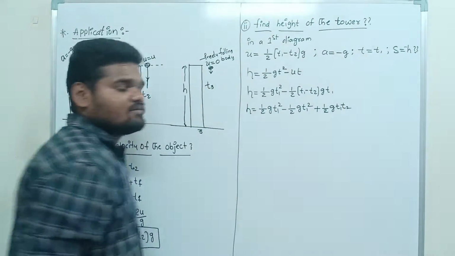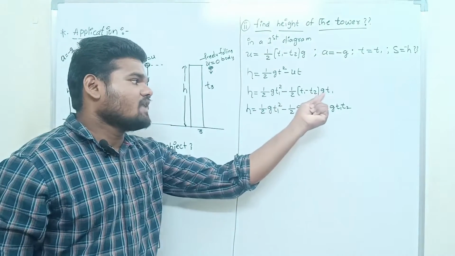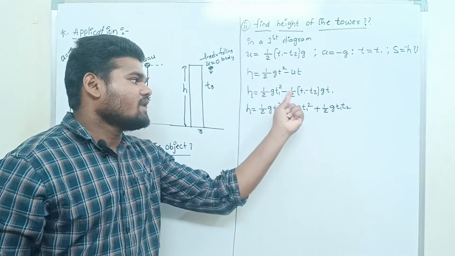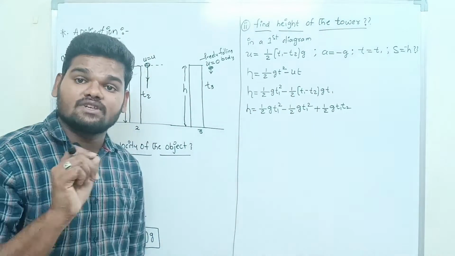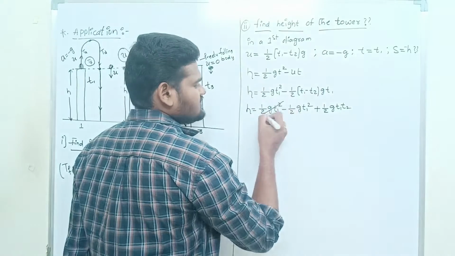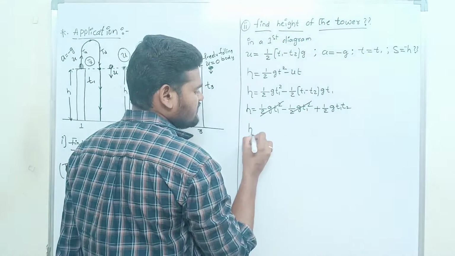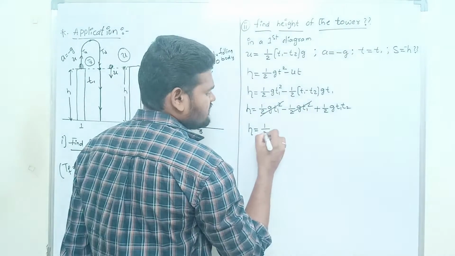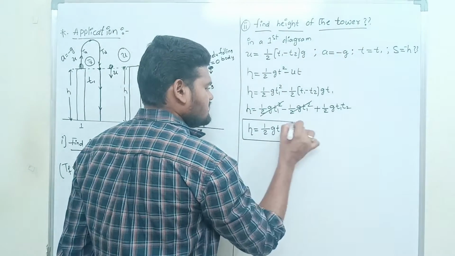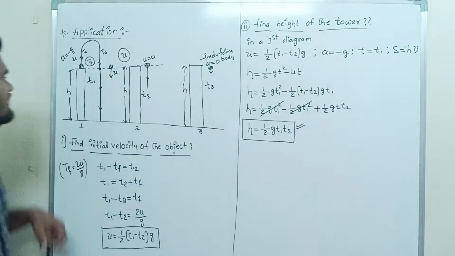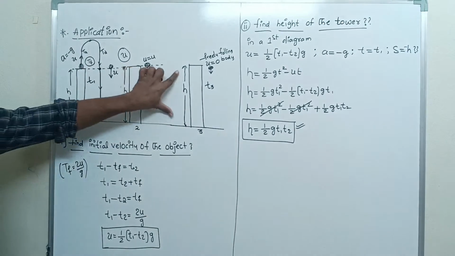Are you getting it? I just expanded this term. I multiplied g T1 with this term, and the minus into minus becomes plus half g T1 T2. So the terms cancel out, and we got h is equal to half g T1 T2. This is the height of the given tower.